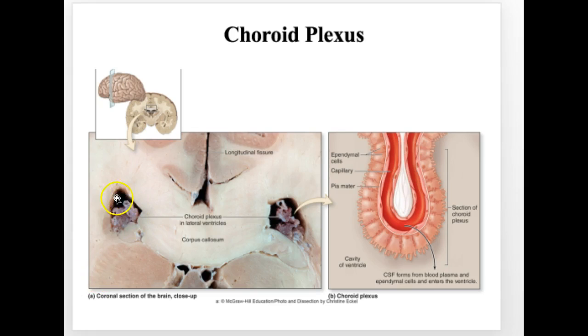Here's another image of the two lateral ventricles, where you can see what's called choroid plexus in areas of the ventricles, which are blood vessels that also contribute to the formation of cerebrospinal fluid, along with those ependymal cells that line the cavities.